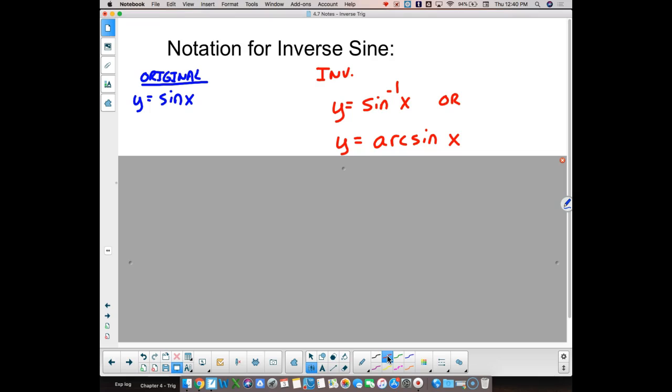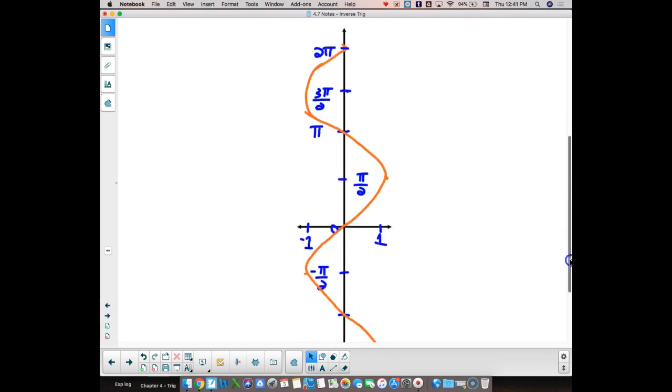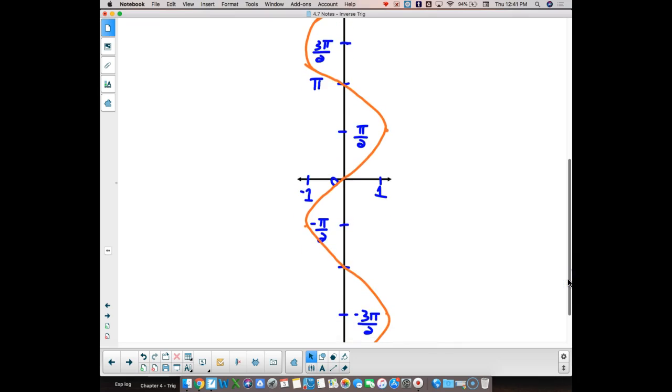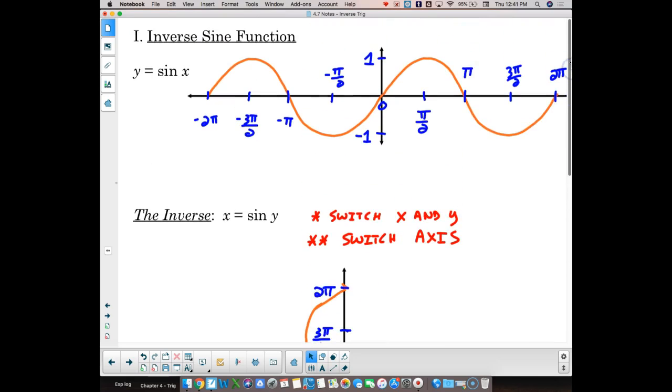Okay. Now, because my original was not a function, this one down here, not a function, I'm going to have to restrict this one to make it be a function. Okay? Now, in my original sine function, my domain is all real numbers. My range is from -1 to +1. Agree with that? Okay? Which means then, so up here, my domain was all real numbers. My range was from -1 to +1.